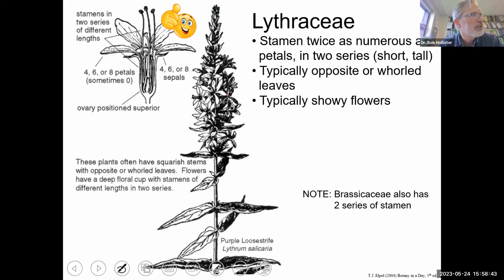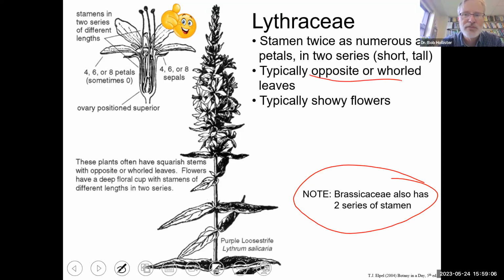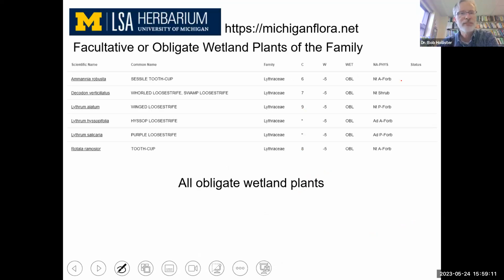one of the things I look for is the two different stamen sizes. Brassicaceae also has the two different stamen sizes, but it's not a common characteristic. So if you got showy flowers, two different stamen sizes, it's not a Brassicaceae. Brassicaceae is easy because it makes the little cross. They oftentimes have opposite or whorled leaves, showy flowers, probably Lythraceae. The big ones, the purple lythroid, right?